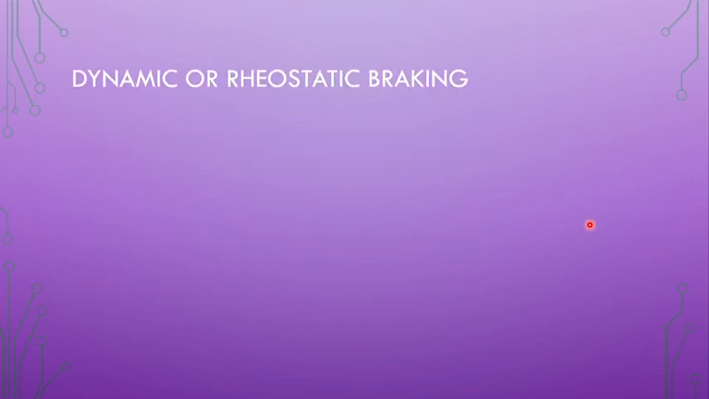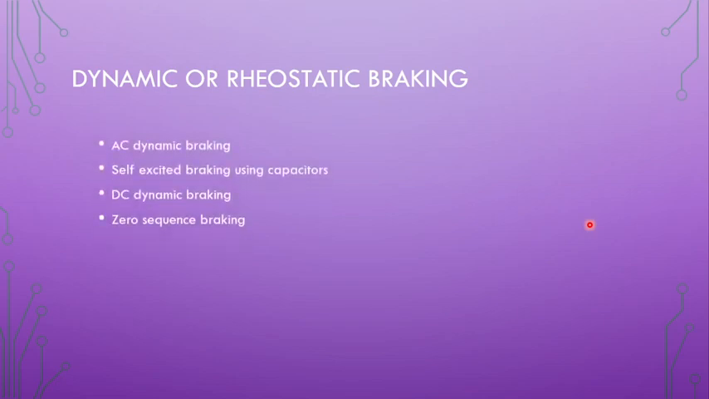The third type of braking we have is dynamic or rheostatic braking, and as discussed in the beginning of the slide, there are four topologies here: AC dynamic braking, self-excited braking using capacitors, DC dynamic braking, and zero sequence braking.